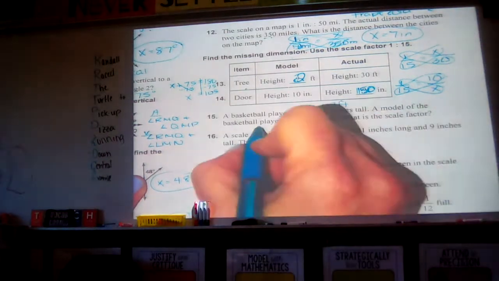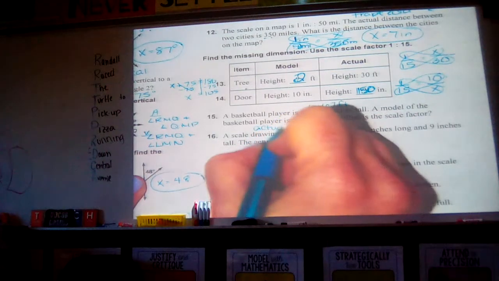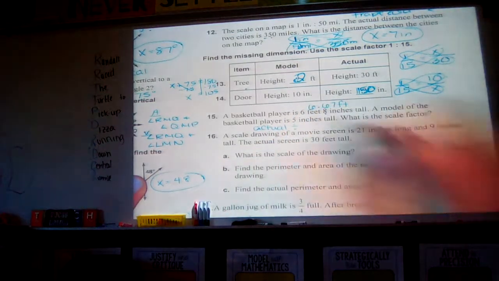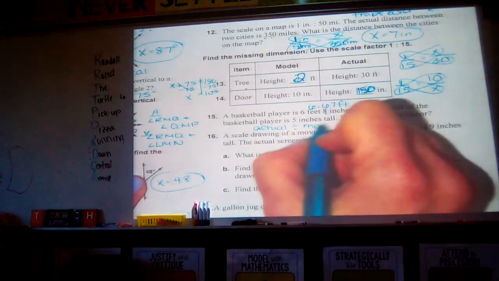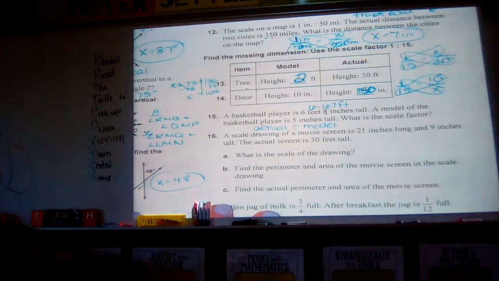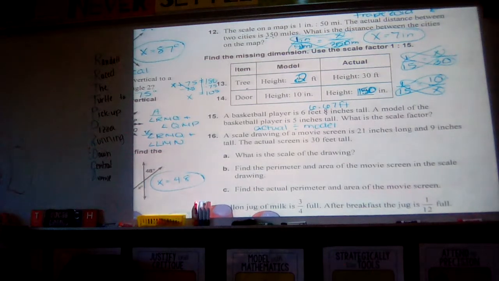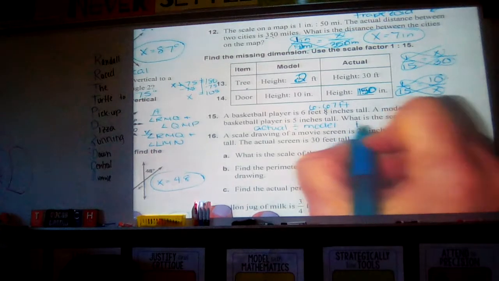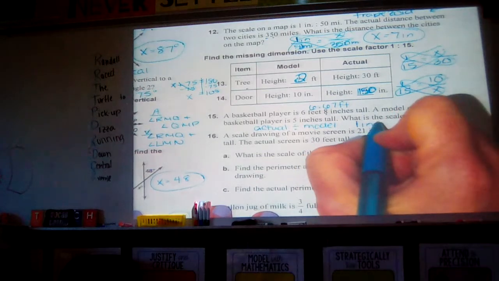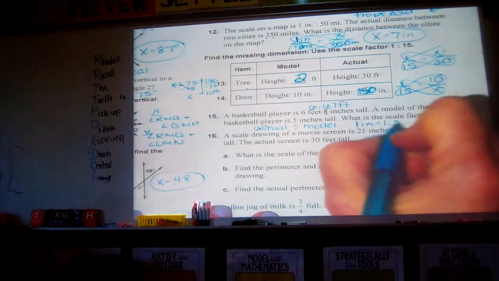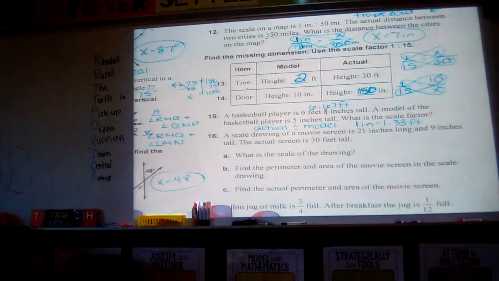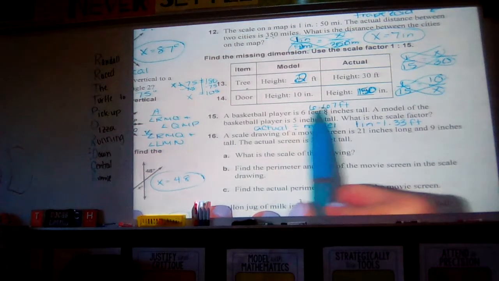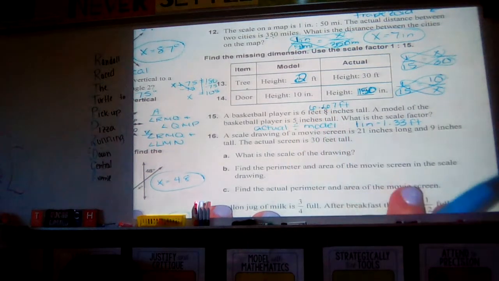Okay? And you're always going to divide the actual divided by the model. So we have 6.67 divided by 5. So my scale will be 1 inch is equal to 1.33 feet. All I did was divide this 6.67 by the model size, which was 5.